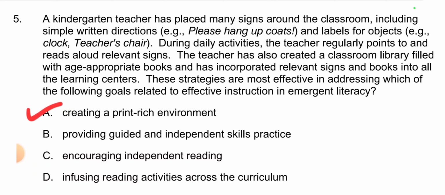Question number 5. A kindergarten teacher has placed many signs around the classroom, including simple written directions, for example, please hang up coats, and labels for objects, for example clock, teacher's chair. During daily activities, the teacher regularly points to and reads aloud relevant signs. The teacher has also created a classroom library filled with age-appropriate books and has incorporated relevant signs and books into all the learning centers. These strategies are most effective in addressing which of the following goals related to effective instruction in emergent literacy? Answer is creating a print-rich environment.